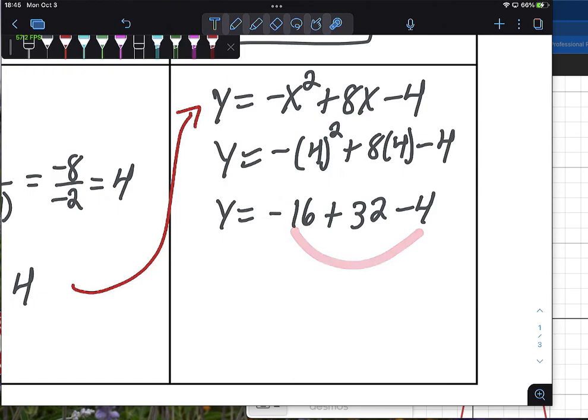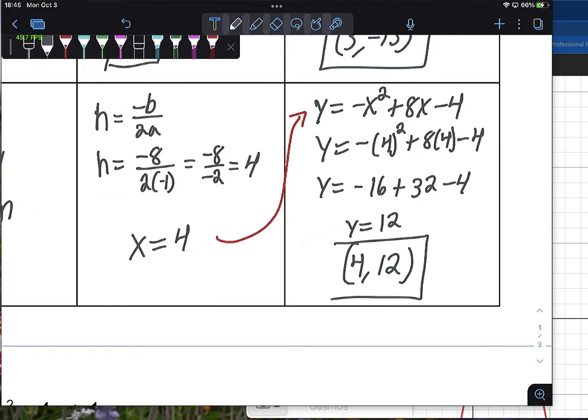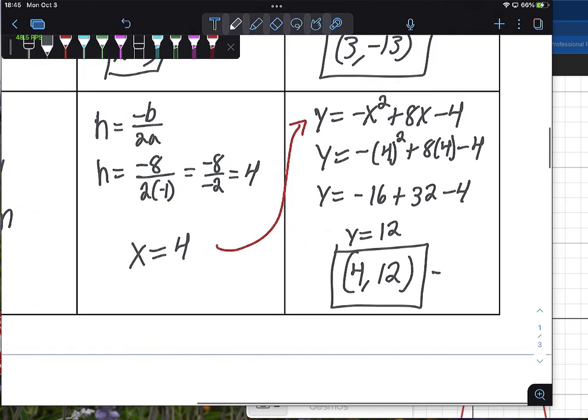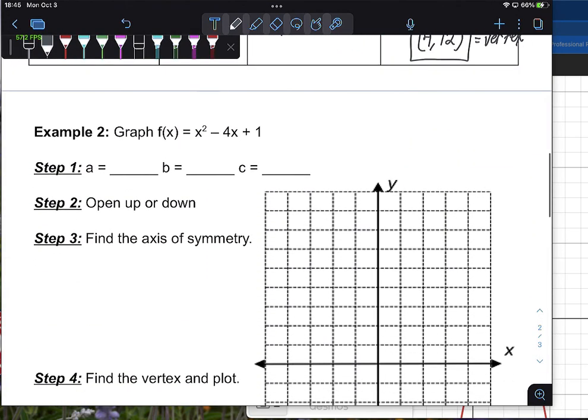16 and 4 gives me 20, and this turns into 12. So the answer that I get is 4, 12. And that is my vertex. And this one up here as well is my vertex. Alrighty. Next piece. Guys, we are going to graph this without a calculator, remember. No calculators.